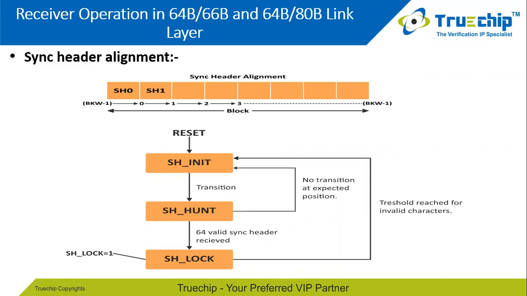Here, the receiver asserts SH lock to 1. This SH lock condition is necessary to start the extended multi-block alignment state machine. Here in SH lock state, the receiver continues to detect the transitions and count the number of invalid transitions, if received. If the number of invalid sync header transitions detected equals the threshold, then it is assumed that the sync header alignment is lost and the machine moves to SH init state. This threshold can be fixed to 16 or it can be programmable.